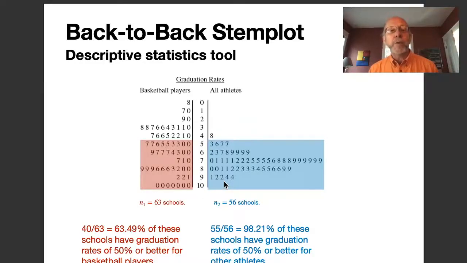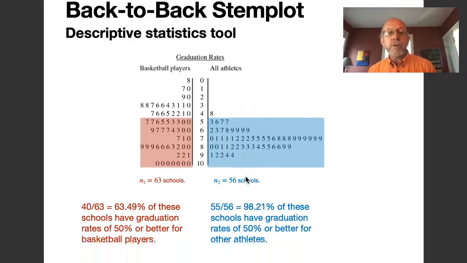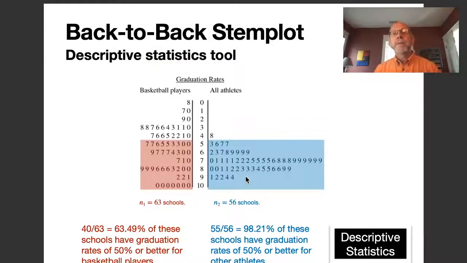So a much higher percentage of schools graduated 50% or more of other athletes, non-basketball players. Those again are still descriptive statistics because they were describing the data set we have in front of us.